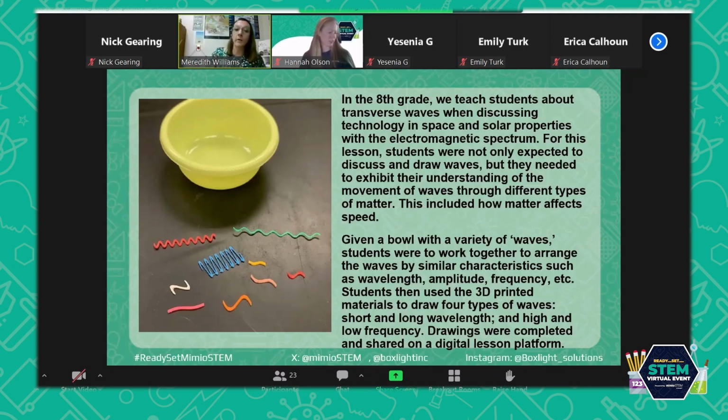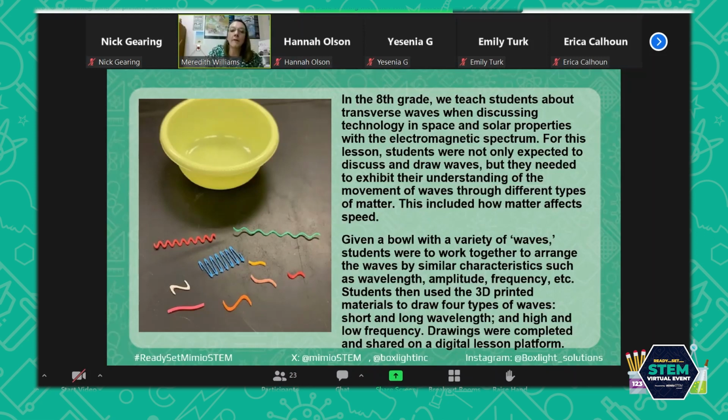And then once I know that they have a handle on that vocabulary, then they get to draw. They need to exhibit their understanding of the movement of waves through different types of matter. So if we have a wave that's going through a solid, what's going to happen to it? So then they kind of have to use their vocabulary and then apply that to different questions. And they do get to draw it. And again, this also has a worksheet where they're doing a lot of interacting and a lot of drawing.